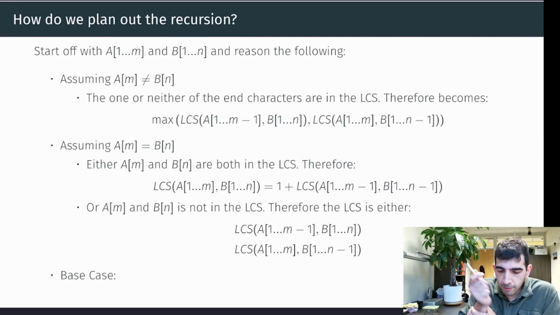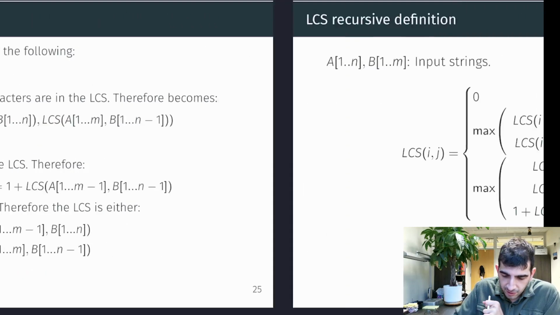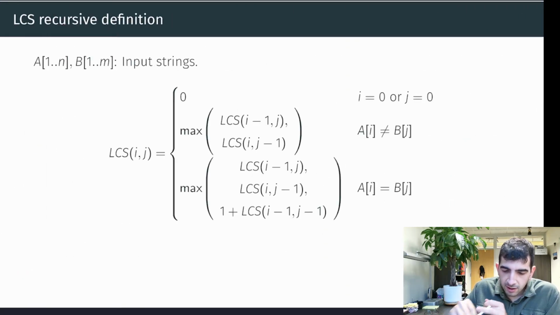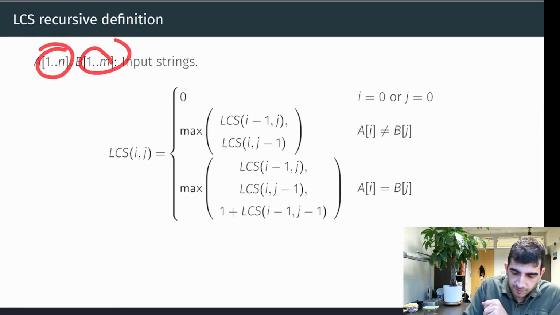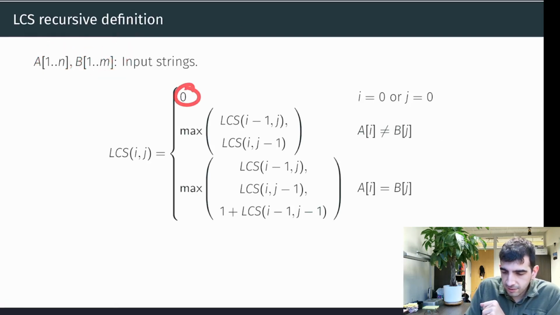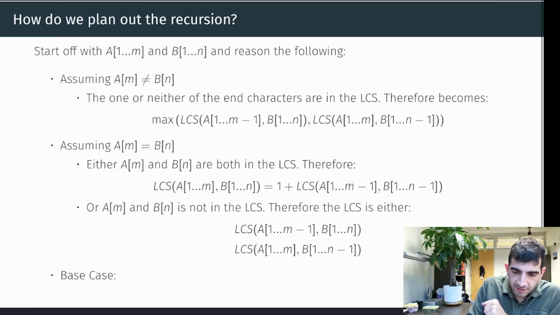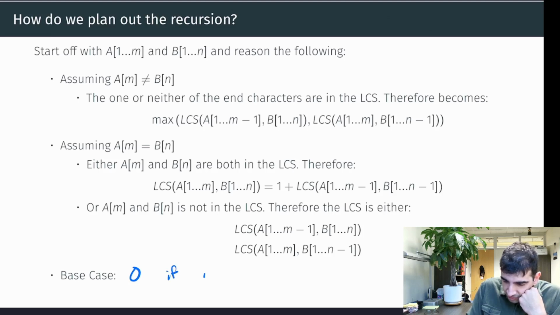And what should our base case be here? Well, what was it in edit distance? What was it when we were calculating edit distance? Well, if either of the strings have no more characters, then our base case is 0, right? If either of the strings have no characters, there are no more characters you could add to the longest common substring. So we just say if i is equal to 0 or j is equal to 0.